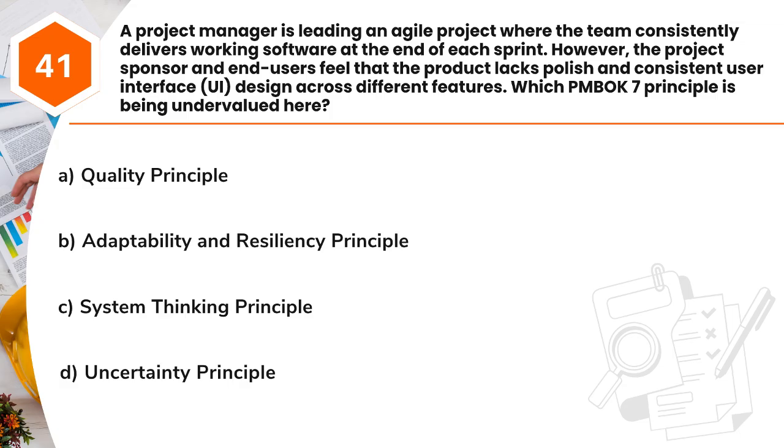Question 41. A project manager is leading an agile project where the team consistently delivers working software at the end of each sprint. However, the project sponsor and end users feel that the product lacks polish and consistent user interface (UI) design across different features. Which PMBOK 7 principle is being undervalued here? A. Quality principle. B. Adaptability and resiliency principle. C. System thinking principle. D. Uncertainty principle.